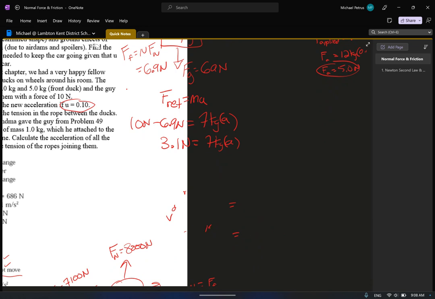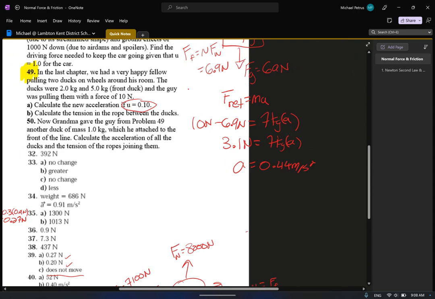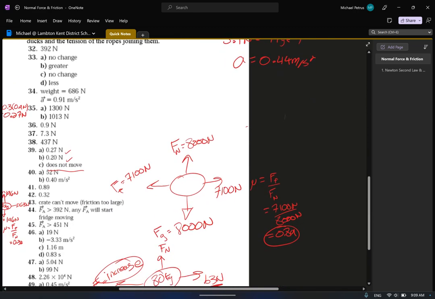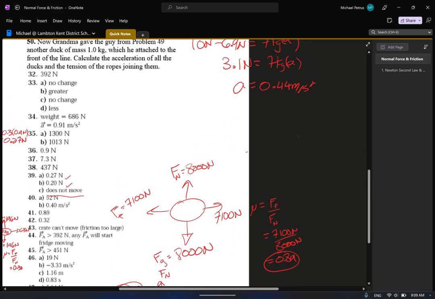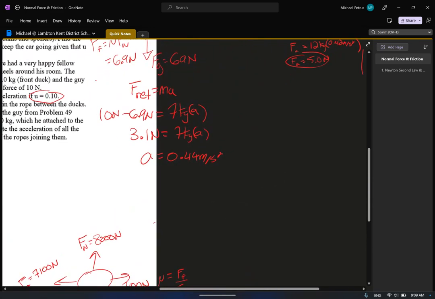Make myself some space so we don't get confused. And it is 0.44 meters per second squared. We're going to double check that because I need that acceleration to be right in 49A to move forward. They say 4.5, but mine does not round to 4.5, so I'm going to keep it just as is.